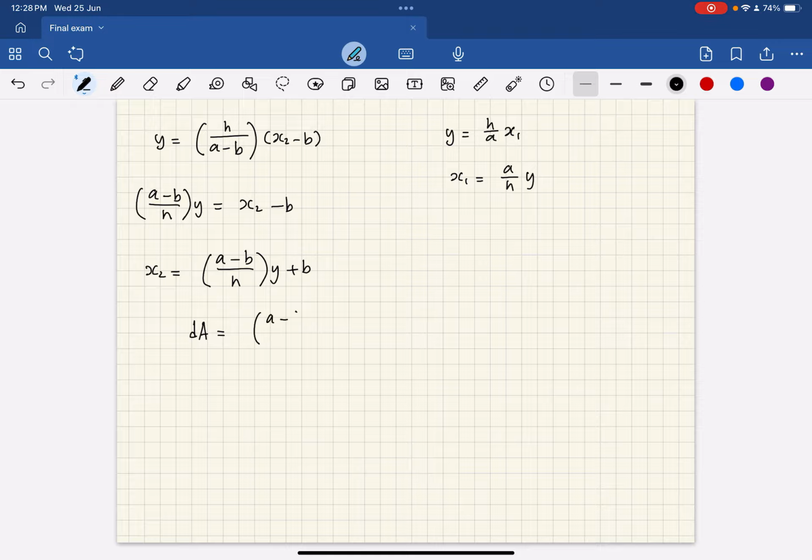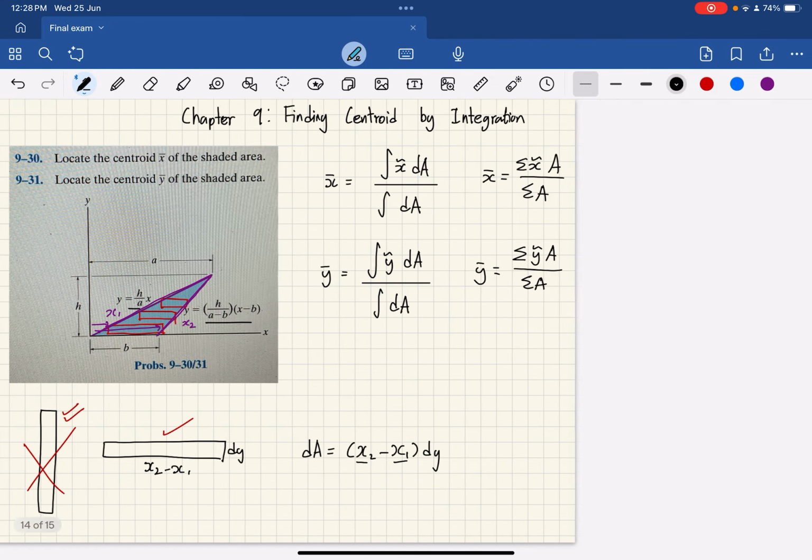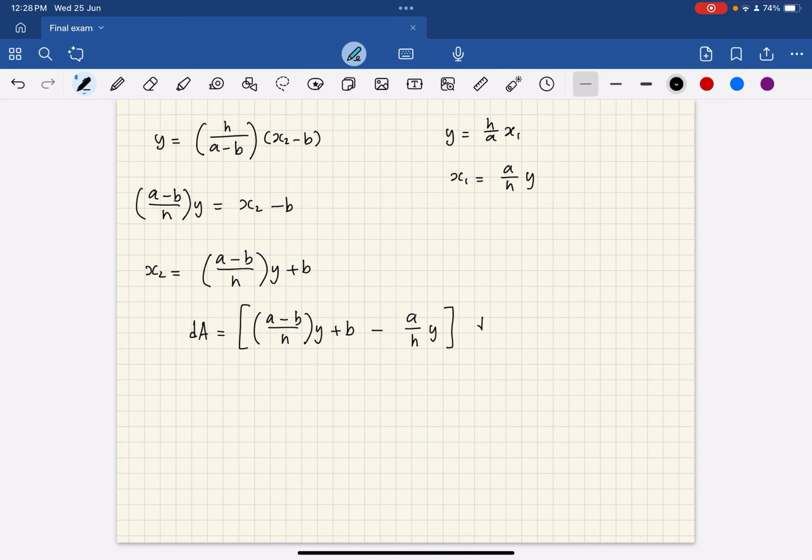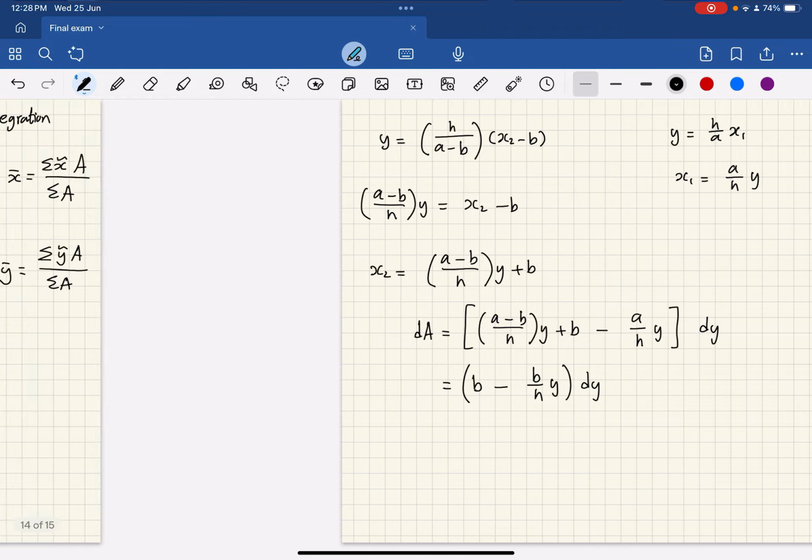So a minus b over hy plus b minus x1, which is a over hy. And this whole thing obviously is with respect to dy, right? Okay, so let's just try to simplify stuff here. We will therefore get a over hy minus a over hy. So you should only get b minus b over hy dy. So it becomes much simpler right now, right? The whole equation becomes much simpler. Okay, that's your differential element.